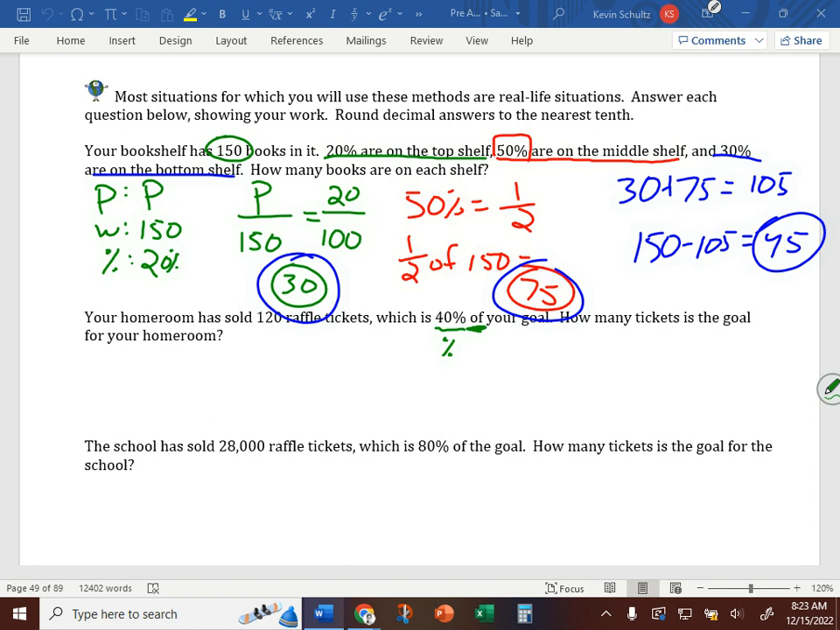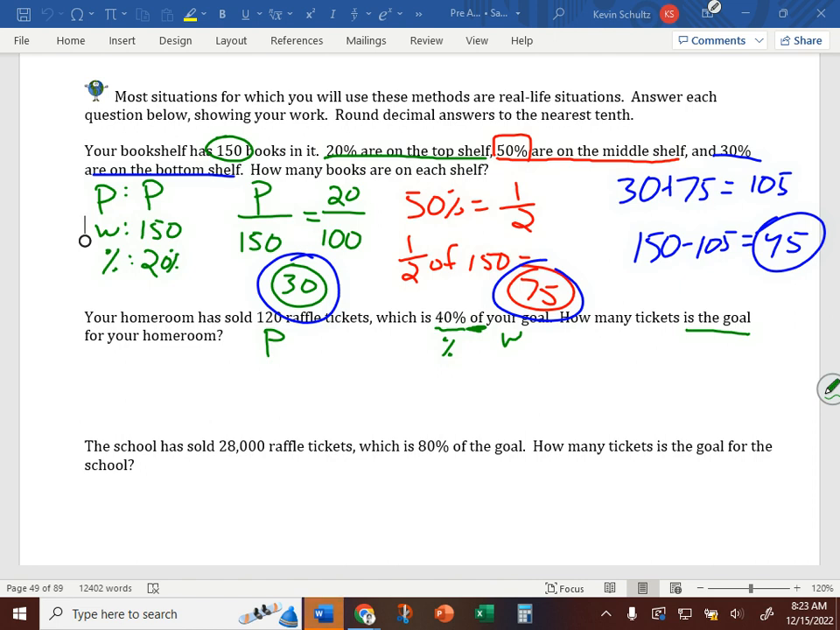So the goal for the homeroom is the whole of the equation, okay? And it says how many tickets is the goal, okay? We're solving for the whole here, right? So whole and part, we've got our pieces in place. If you switch those around, the part and the whole, you would have got an answer of 48. Yeah, and then you realize that doesn't make any sense, right?